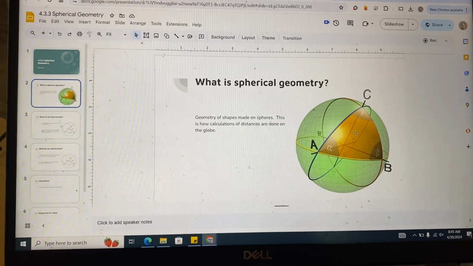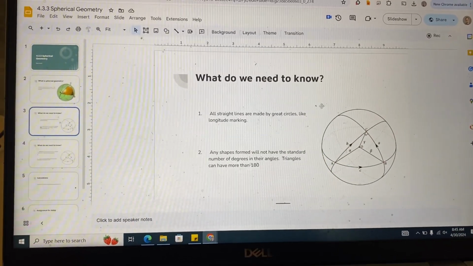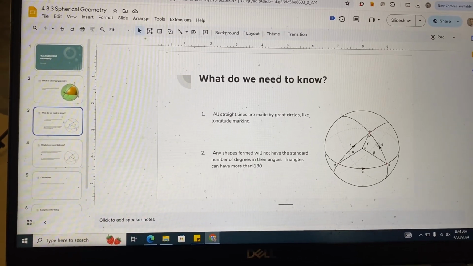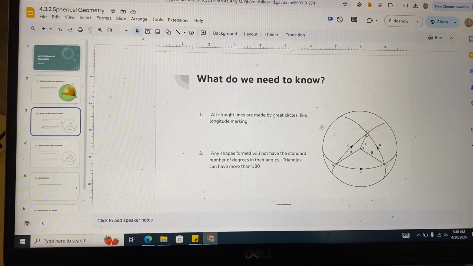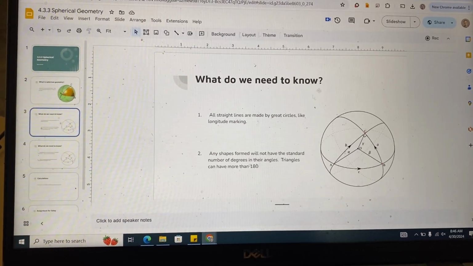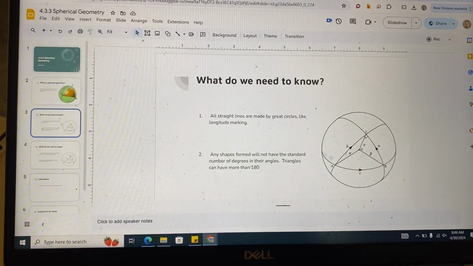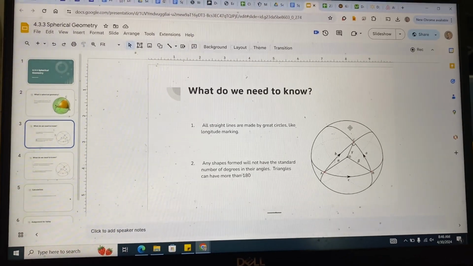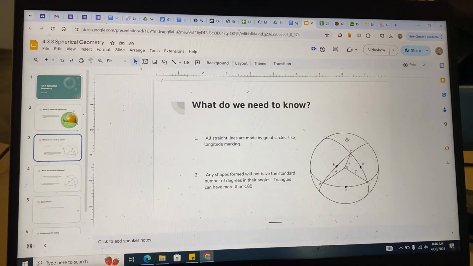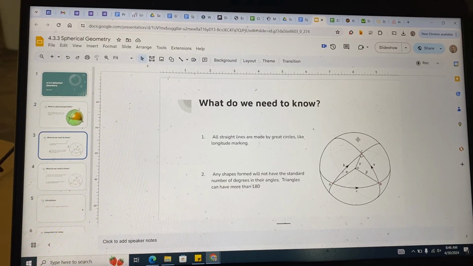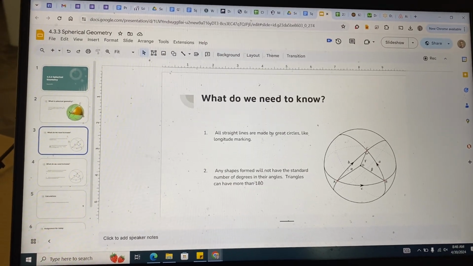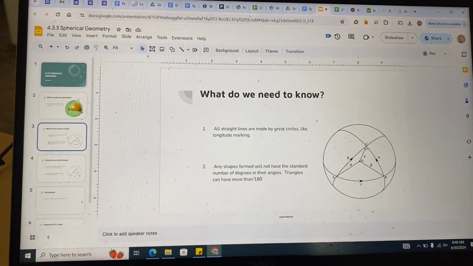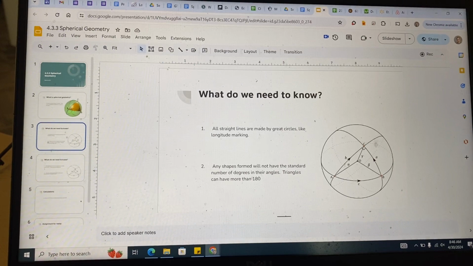So one of the important things to remember, what do we need to know? All straight lines are made by great circles. Okay, so all of the longitude markings on the globe, like those, work. The latitude ones, as they get smaller, going up and up and up the circle, they don't work. So the lines in true spherical geometry would not include most of those lines of latitude, with the exception of the equator. It has to be a great circle. Okay, now we can angle those all we want, but that's just how it works.